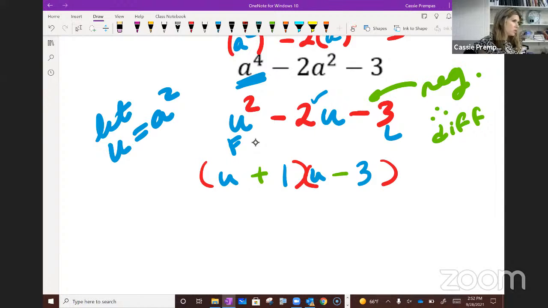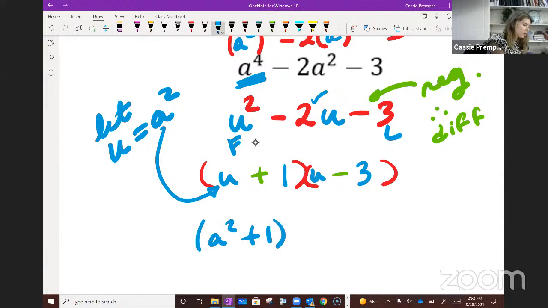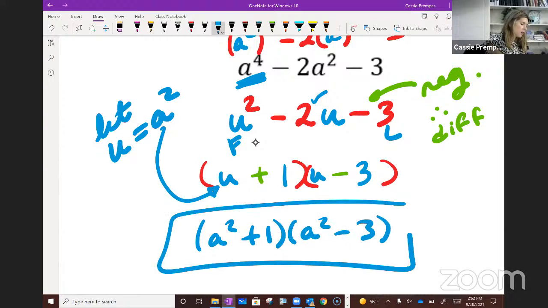There's one last thing we have to do, though. Yeah, I got to put it back in. If I let u replace a squared to help me think it through, then I have to put it back in. So I'd have a squared plus 1 times a squared minus 3. And that would be the final answer. So one of the key pieces you want to see in these next 4 examples is, can you determine what we should let u replace?